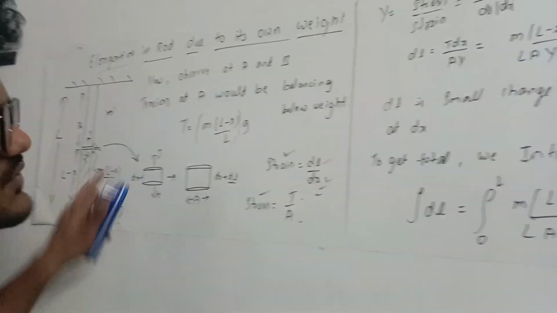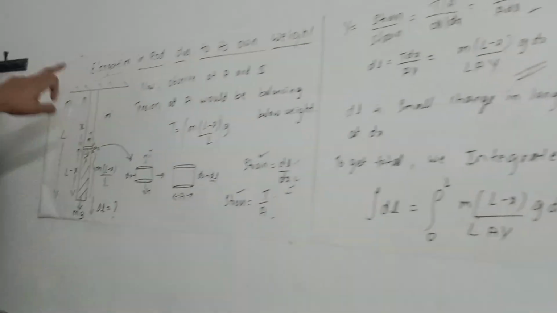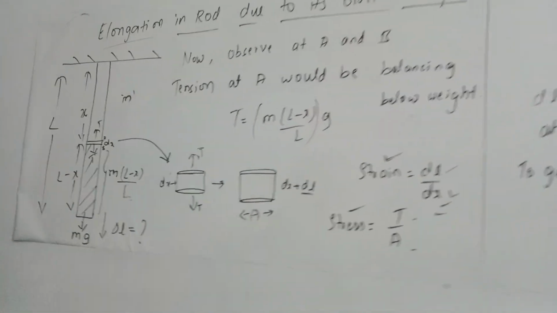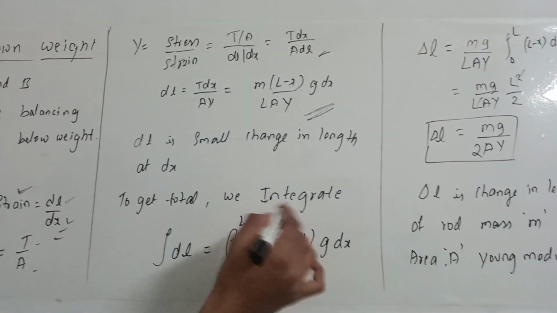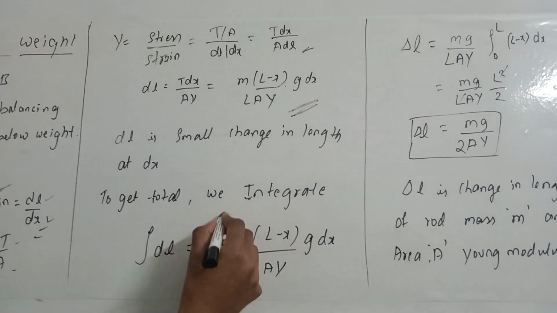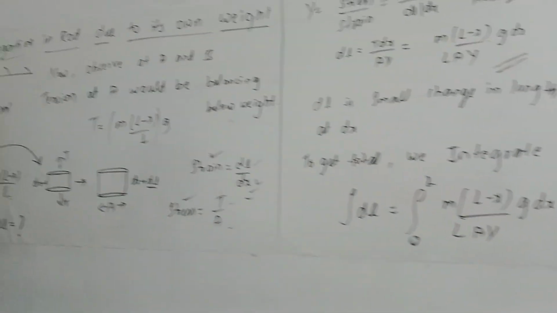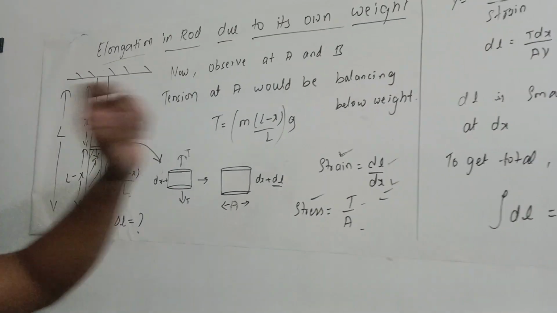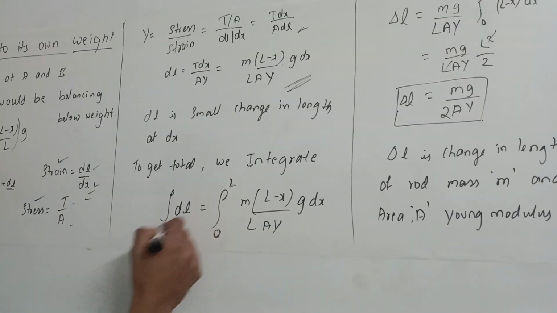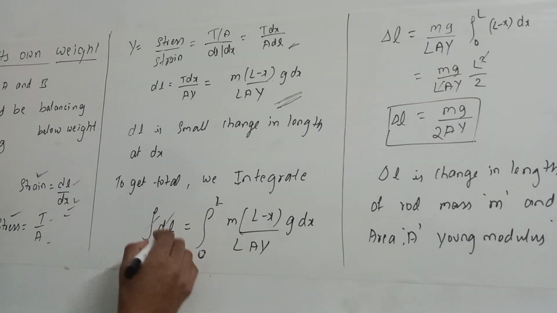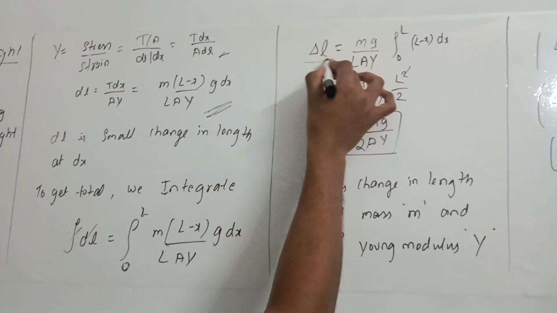Now similarly, I need to calculate the total elongation in this rod, delta L. What can I do? I can just integrate this equation from 0 to L, where x is the variable, varying from 0 to L. That will give me the total change in length. Integrating, the dl becomes the total change, delta L.